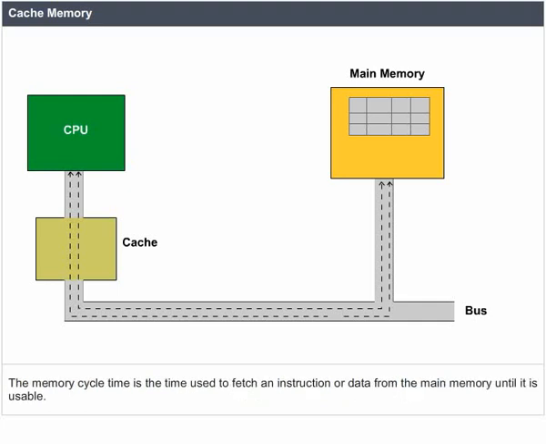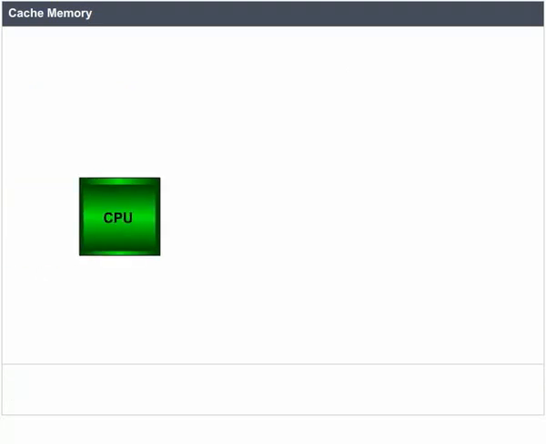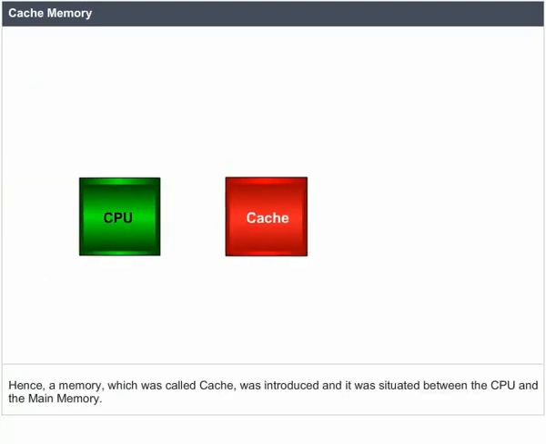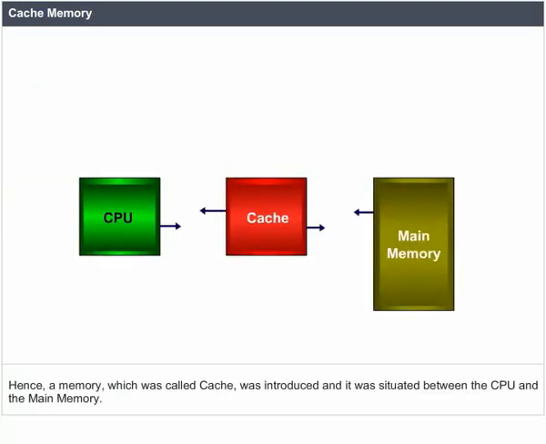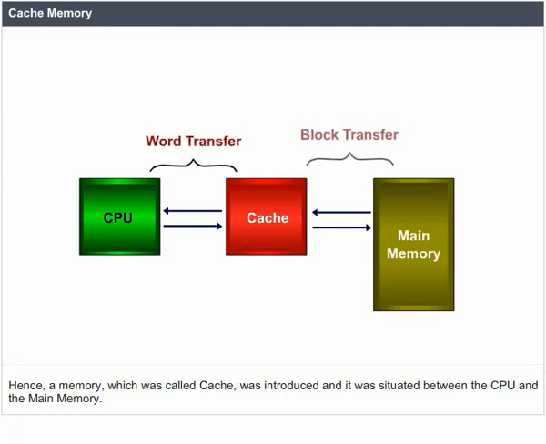The memory cycle time is the time used to fetch an instruction or data from the main memory until it is usable. With the technology available today, the processing time of the CPU is faster than the memory cycle time by far. Hence, a memory which was called cache was introduced. It was situated between the CPU and the main memory.